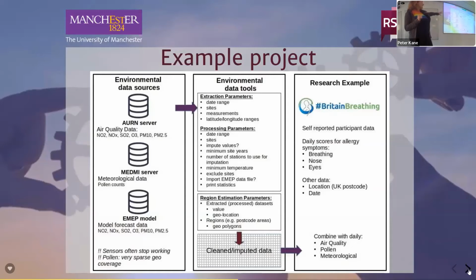So we had the ORM data server, the MEDME data server, and the EMAT prediction model. Sensors often stop working. Pollen is very sparse geographically, with only 16 sites in the whole country. So we had lots of missing data problems, and we had to do a lot of imputation and regional estimations. If somebody's got really bad hay fever in Manchester, the nearest pollen centre is in Chester. So we have to work out the best way to predict what their pollen level is in that area. And then once you've done all that, you can start comparing with the symptoms.